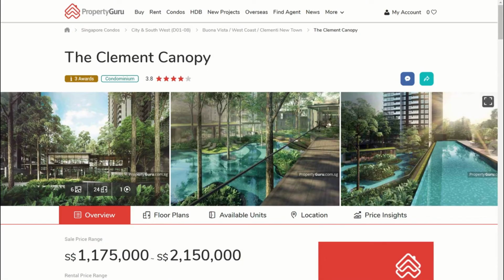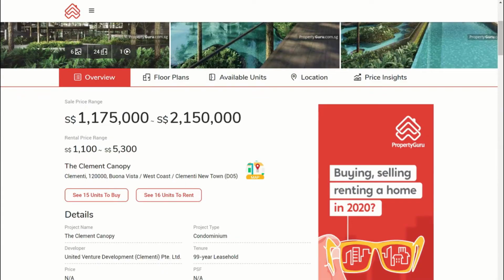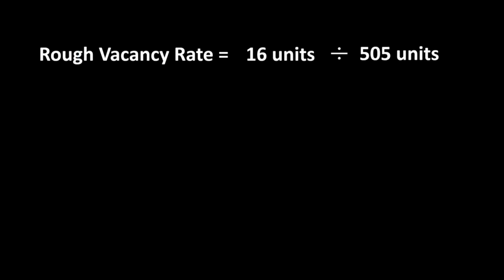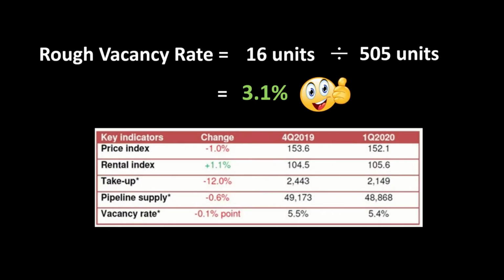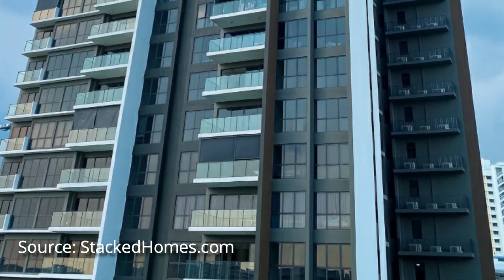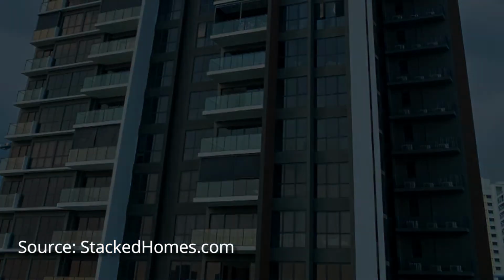By referring to the property portal at this moment, there are 15 listings for sale and 16 listings for rent. 16 out of 505, we get 3.1%. That means the vacancy rate in Clement Canopy is only 3.1%. It performs much better than the overall private property market in Q1 2020, which is 5.4% vacancy rate. This translates that the landlord of Clement Canopy can find the next tenant within a very short period.